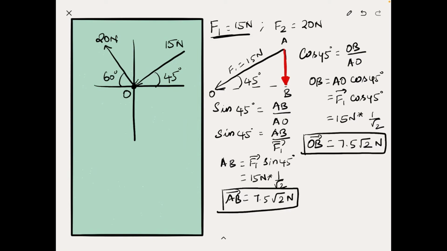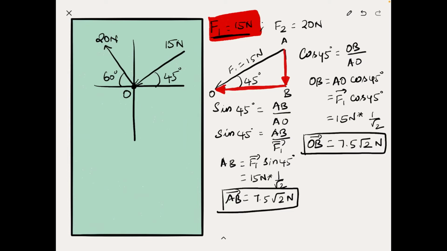Let's mark that as well. So the OB is the horizontal component of this inclined force, and this will be acting from right to left, and this has a magnitude of 7.5 times root 2 newtons. Alright, this is as far as the first inclined force is concerned. That is for force F1 equal to 15 Newton.